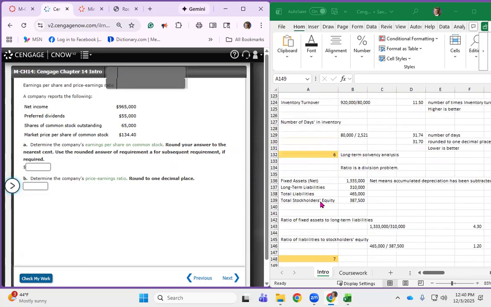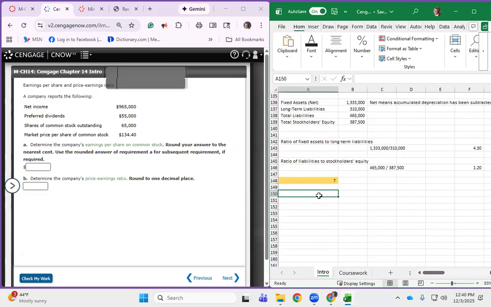Okay, so we have net income. Where do we get net income from? What statement? The income statement. They're just putting these in for us. Preferred dividends. Where are we getting preferred dividends? Well, that is in the equity section of the balance sheet. So that's where they're getting those. How many shares of stock are outstanding?